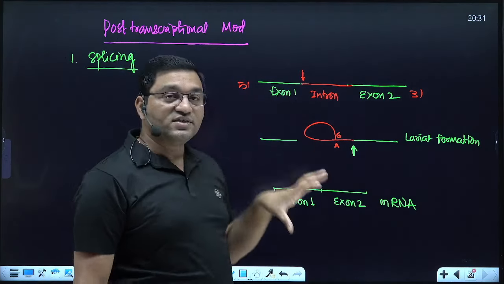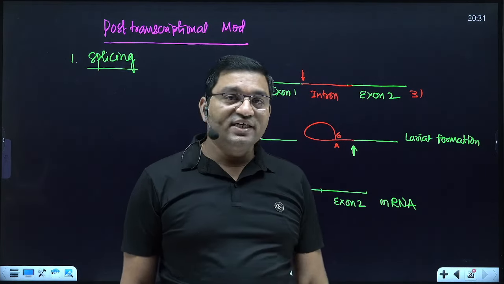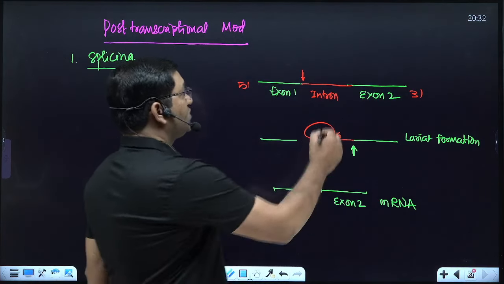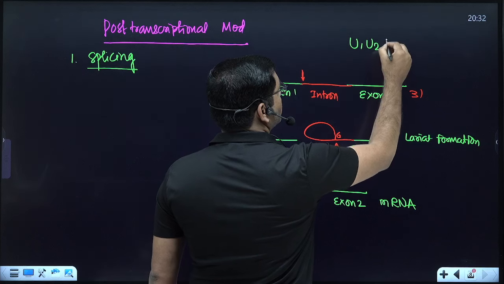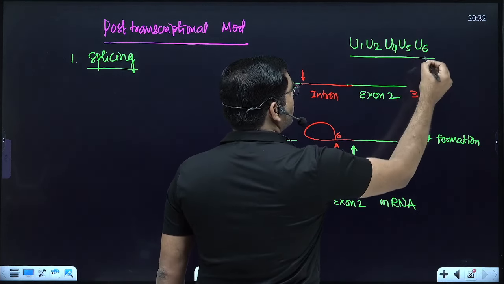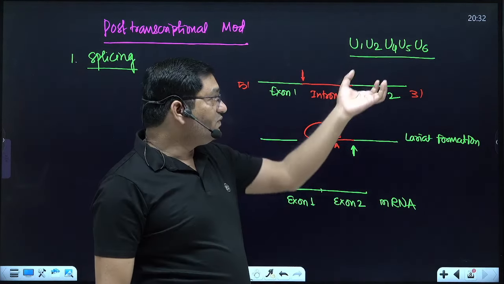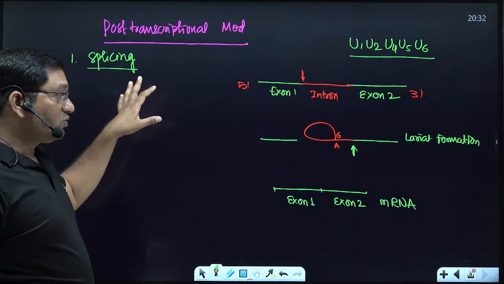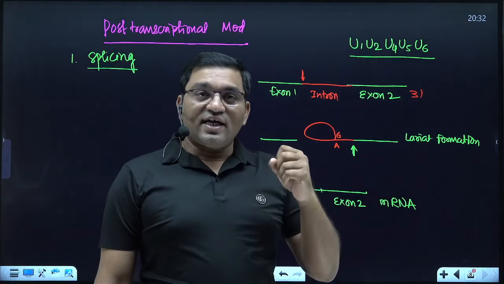This can be an intrinsic mechanism, or by the mechanism known as spliceosome-mediated splicing, with the help of small nuclear RNAs, that is U1, U2, U4, U5 and U6. These are the small nuclear RNAs, along with various ribonucleoproteins. They are involved in the splicing process. So this is known as splicing. By selective splicing, the mRNA activity can be regulated.